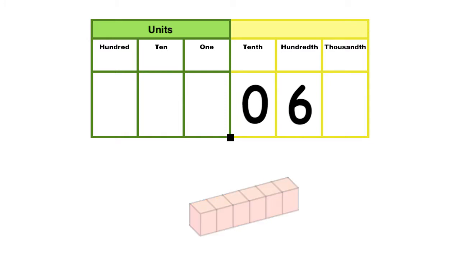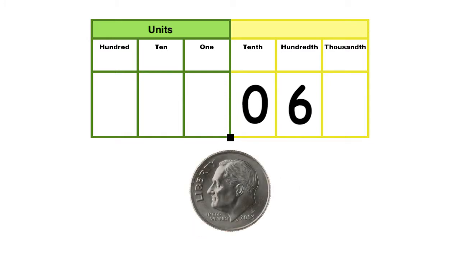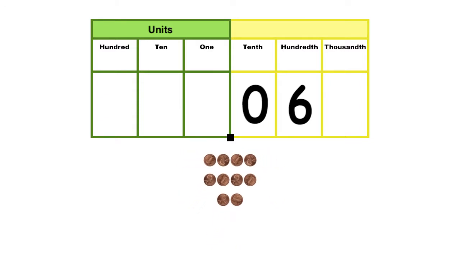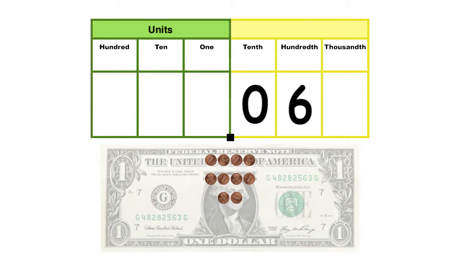Again, we could apply this knowledge to money. If we break a dime down into tenths, each tenth could be represented by a penny. These are each 1/100th of the whole dollar. We could count them out as 6 cents, or 6/100ths of a dollar.